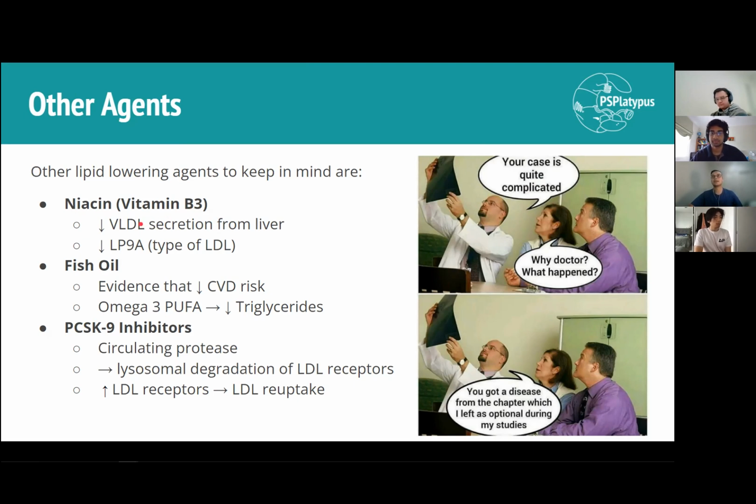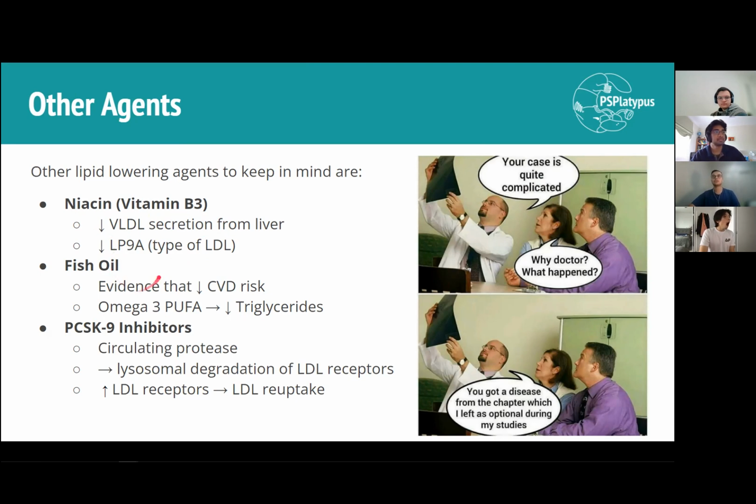And the way that it works is it actually lowers VLDL secretion from the liver. Again, the mechanism is actually poorly understood, but it also reduces what's called Lp(a). Now, don't be mistaken, it's just another name for a type of LDL. So it's actually working to reduce LDL here, which is the whole point of these lipid-lowering drugs.